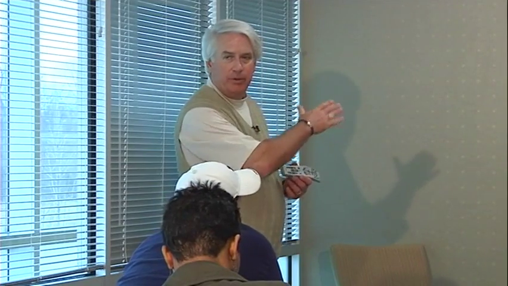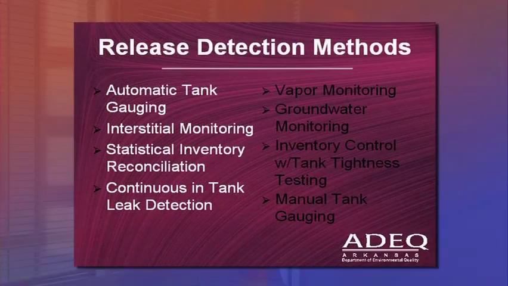You get 3 or 4 questions right on the test if you keep that in mind. So, unfortunately, we're going to talk about each and every one of these release detection methods: automatic tank gauging, interstitial monitoring, so we're talking there about secondary containment with interstitial monitoring, statistical inventory reconciliation, continuous in-tank leak detection, vapor and groundwater monitoring, inventory control with tank tightness testing, and manual tank gauging.